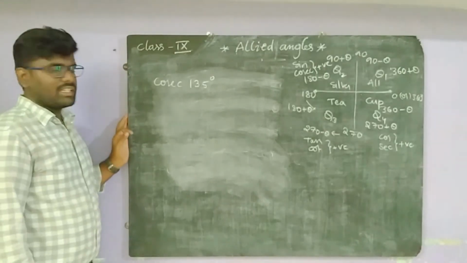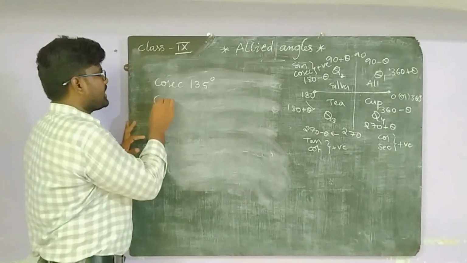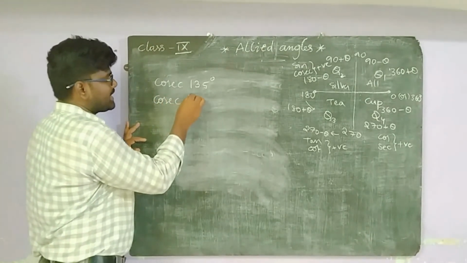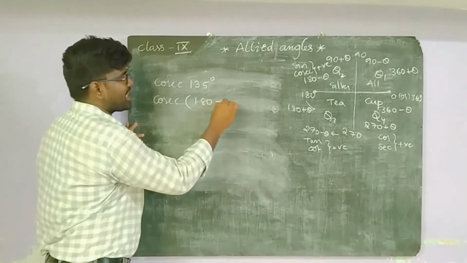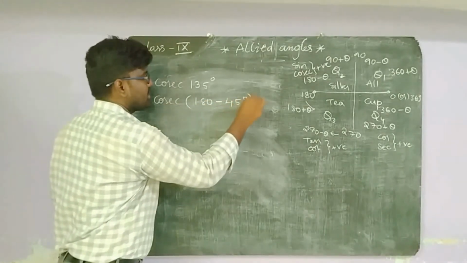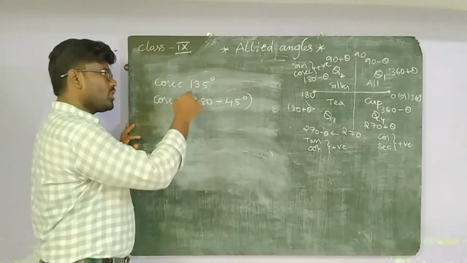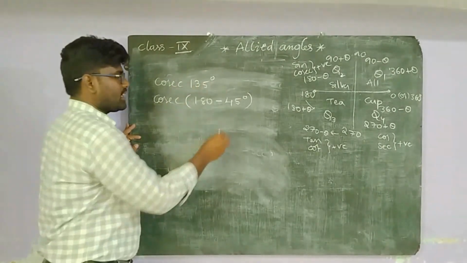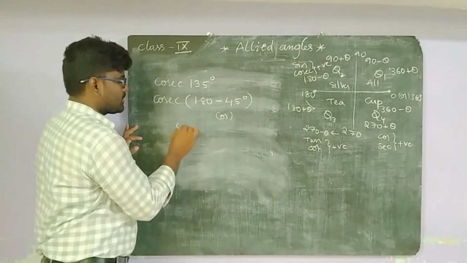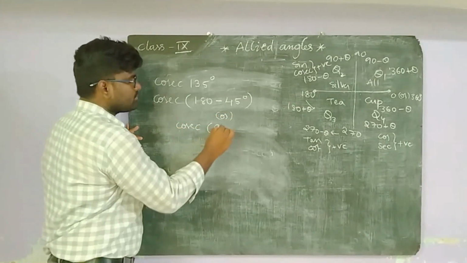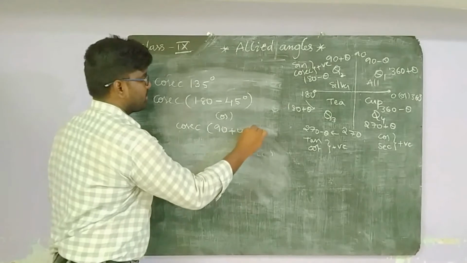So, cosecant 135 degrees. Cosecant 135 degrees can be written as 180 minus 45 degrees, because 180 minus 45 is nothing but 135. Or we can write 90 plus 45 also. Cosecant 90 plus 45 degrees.